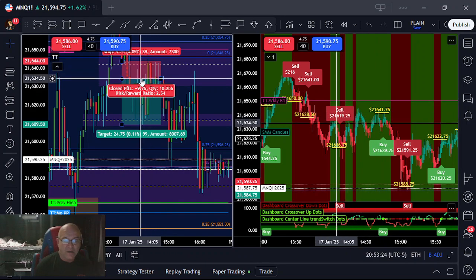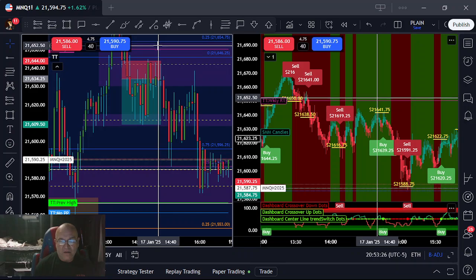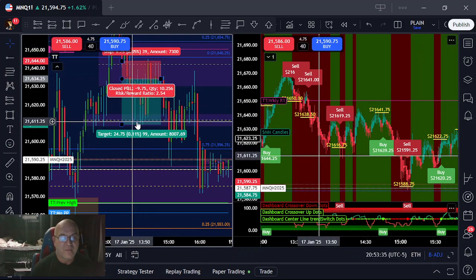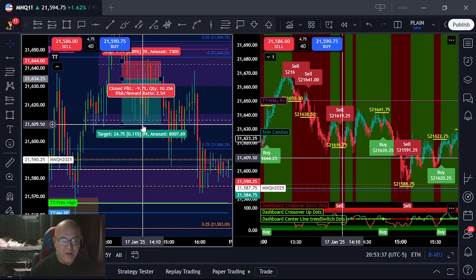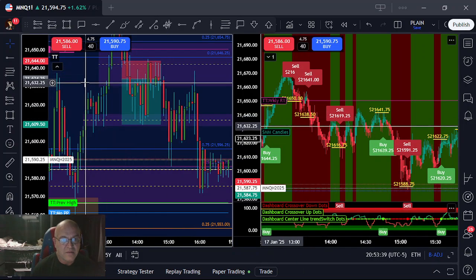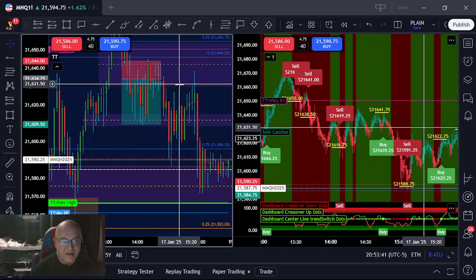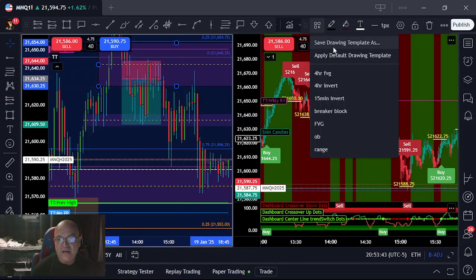Initially I was risking $1,000. I had already made two. If I lost this trade, I'd still end the day with $1,000 profit. I'm okay with that. But I wanted to give myself the opportunity, with this inverted fair value gap now.